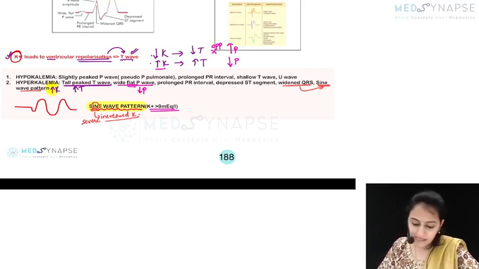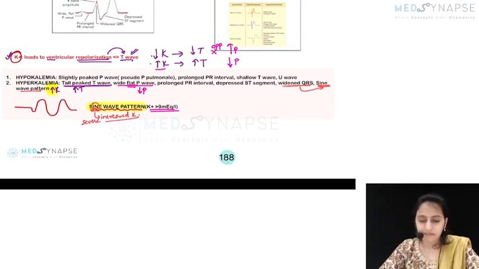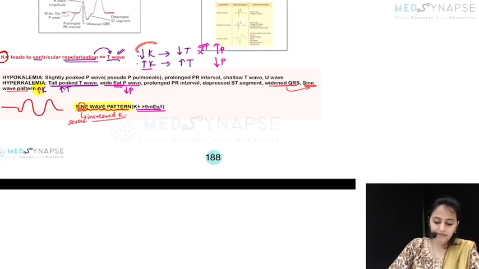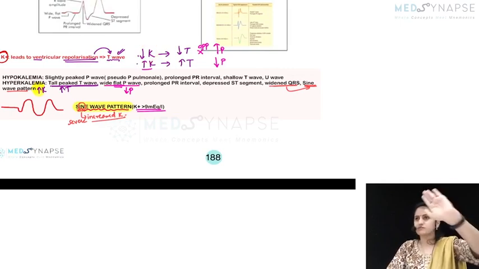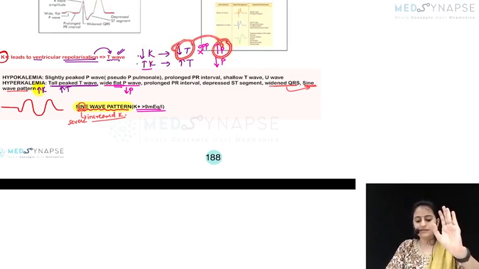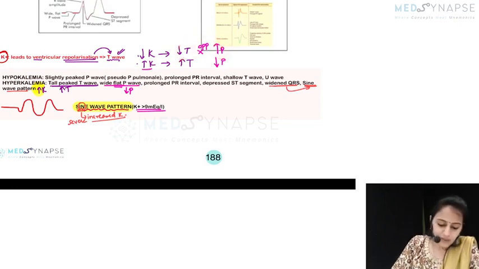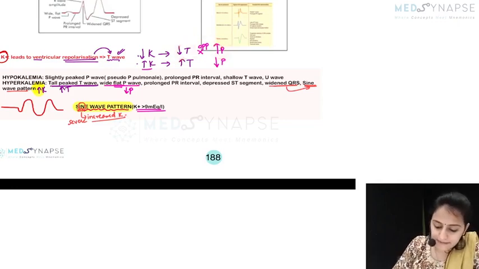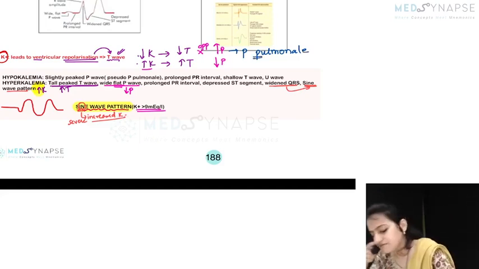In hypokalemia, what is happening to the P wave? Hypokalemia. So start thinking like potassium decreased, P increased. So what is a tall P wave called as? What is the term? P pulmonale. It's a peaked P wave.